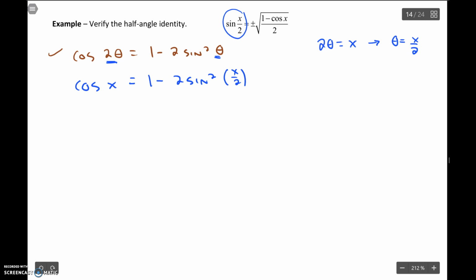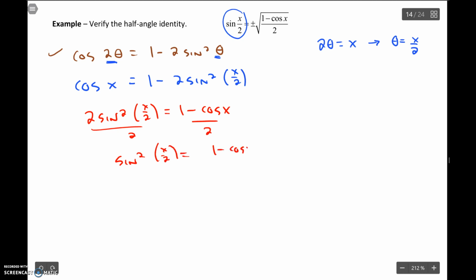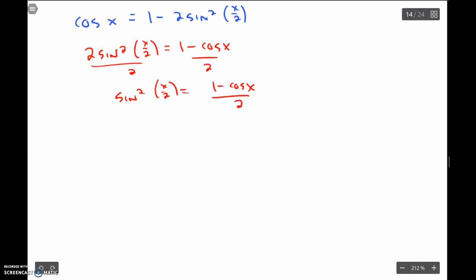So I'm going to move this over here. 2 sine squared x over 2 equals 1 minus a cosine of x. Divide by 2. Sine squared x over 2 is equal to 1 minus cosine x over 2. I'm going to take the square root of both sides of this expression. I could maybe justify that it's okay to take the square root of both sides because both sides are positive, but I'm not going to. It's okay.